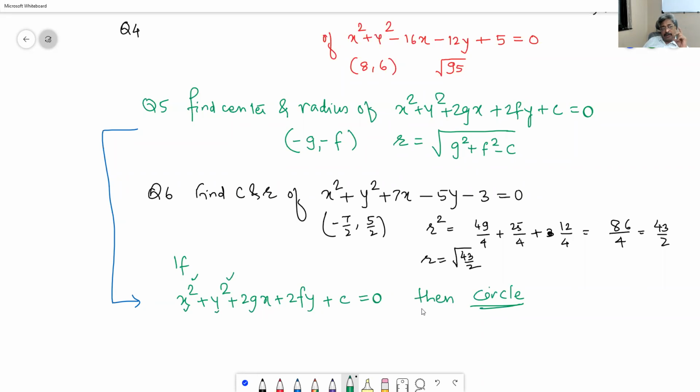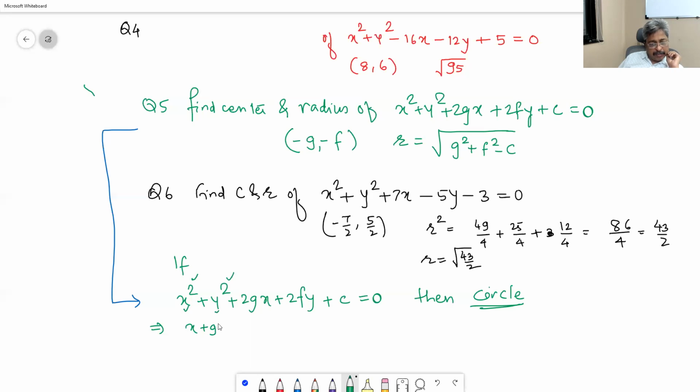So I am trying to do it the if and only if way. It may not be the formal proof, but it is almost the proof that we are going to discuss. So what will I do with this equation? Start completing the square. So (x + g) whole square. If I do this, then I am taking care of these two terms.